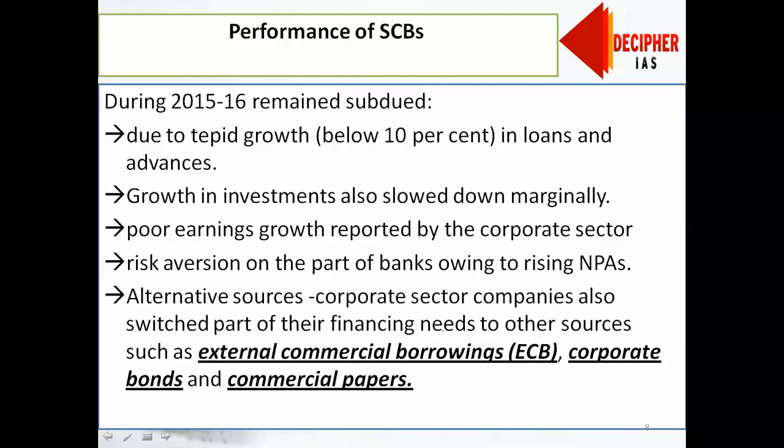Now, alternative sources: corporate sector companies are shifting to other sources of borrowing. First of all, the main source is external commercial borrowings, for which the limit has been raised by RBI from time to time. Second one is corporate bonds, which they issue to the public and hence can raise money. And third one is commercial papers, which blue chip companies, which have very good reputation in the market, float in the market.